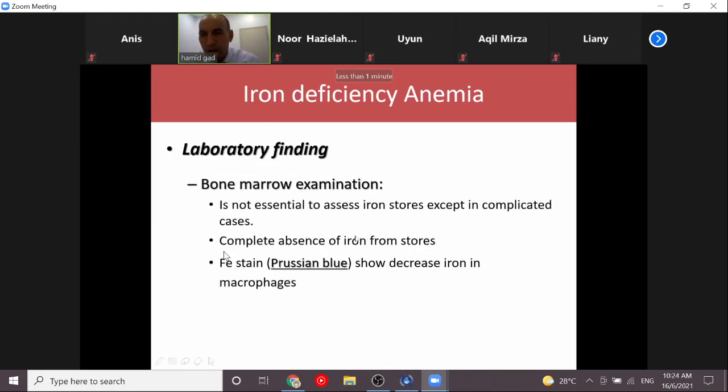Bone marrow, there is no need to do that. And we will stop here because I only have 1 minute. Any questions so far?